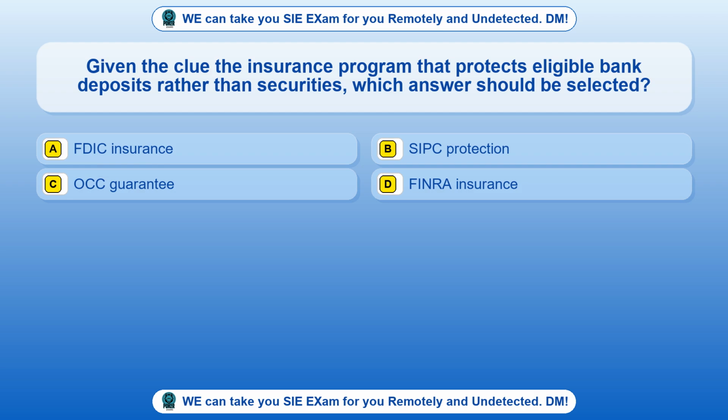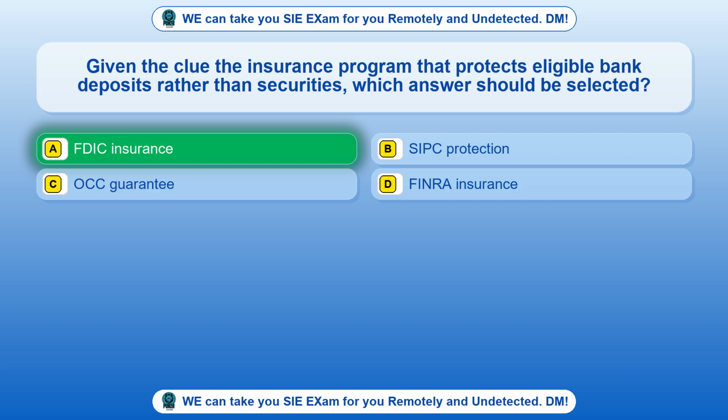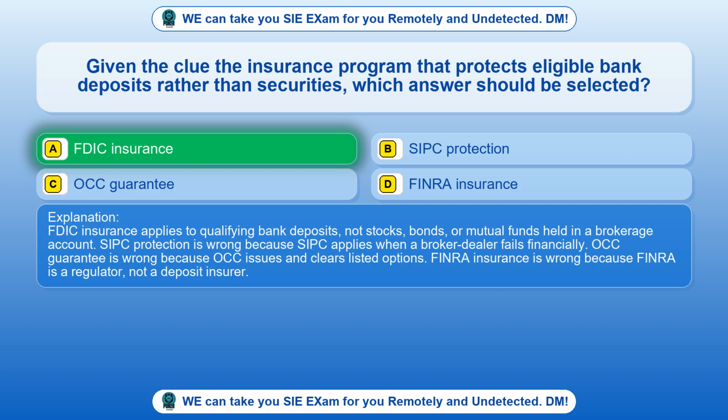Question 49. Given the clue the insurance program that protects eligible bank deposits rather than securities, which answer should be selected? Option A, FDIC insurance. Option B, SIPC protection. Option C, OCC guarantee. Option D, FINRA insurance. The correct answer is option A, FDIC insurance. FDIC insurance applies to qualifying bank deposits, not stocks, bonds, or mutual funds held in a brokerage account. SIPC protection is wrong because SIPC applies when a broker-dealer fails financially. OCC guarantee is wrong because OCC issues and clears listed options. FINRA insurance is wrong because FINRA is a regulator, not a deposit insurer.